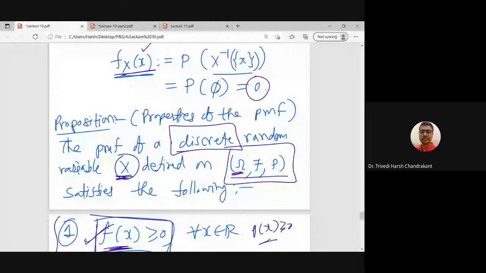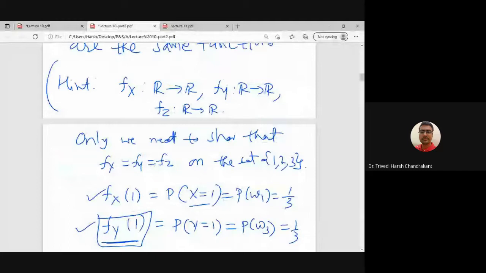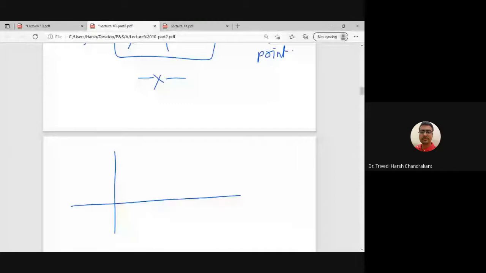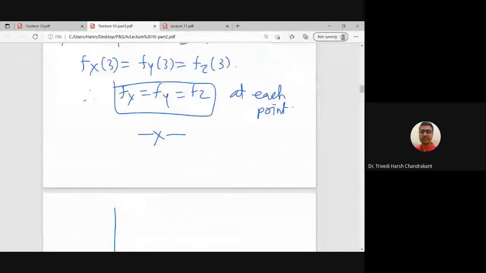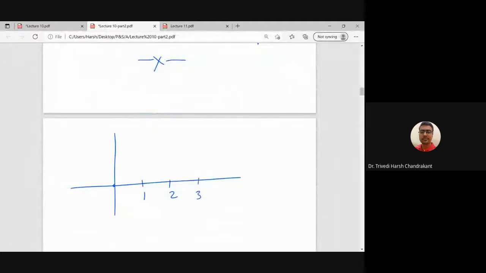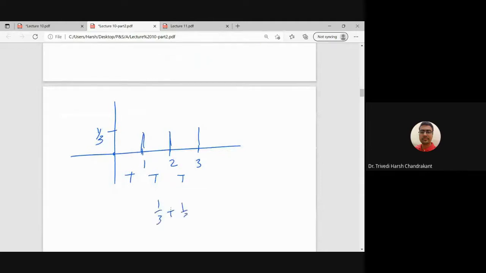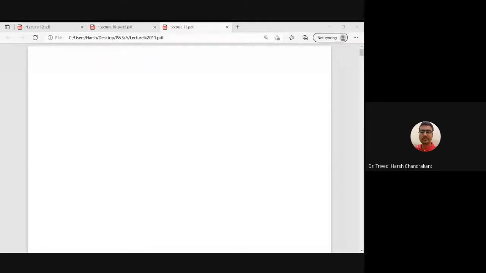So for example, in this example, what is the probability mass function? f(x) at 1, 2, 3 is given. At 1 its value is 1 by 3. At 2 the value is 1 by 3. At 3 also its value is 1 by 3. So the cumulative value is 1: 1 by 3 plus 1 by 3 plus 1 by 3 is 1. So now the reverse question. If we are given any numbers which are non-negative and add up to 1, can we associate an experiment and a random variable corresponding to that?